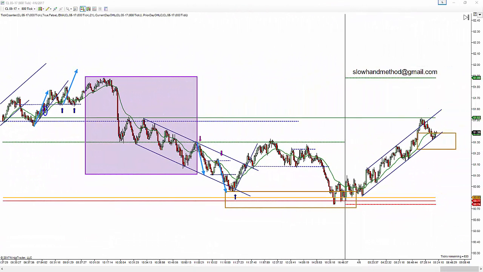Good morning. This is Vance, and this is Thursday, April the 6th, 2017. And these are the CL trades for today using the slow hand method for price action.